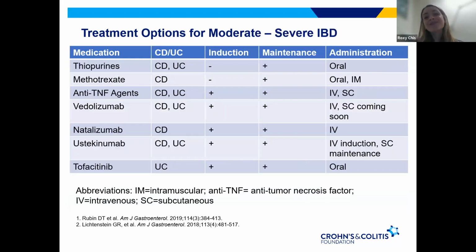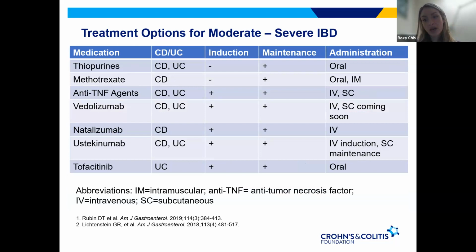And then for moderate to severe IBD, we have a lot more treatment options now. We do have these drugs called immunomodulators, called thiopurines and methotrexate. Thiopurines we use for both Crohn's disease and ulcerative colitis. Methotrexate we use for Crohn's disease. Both of these are oral, and methotrexate you can also give intramuscularly.